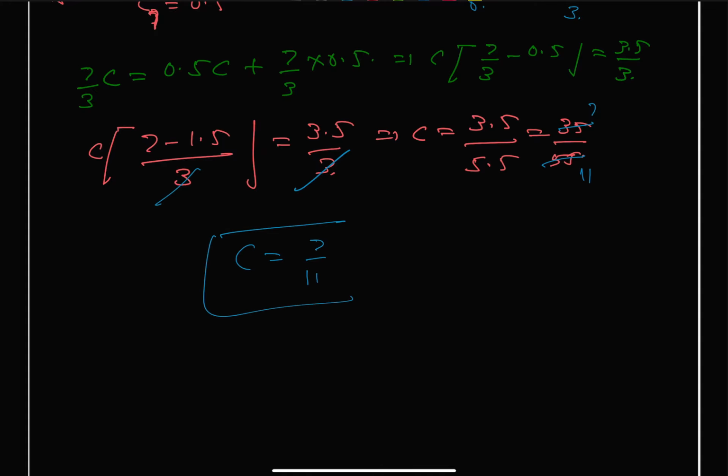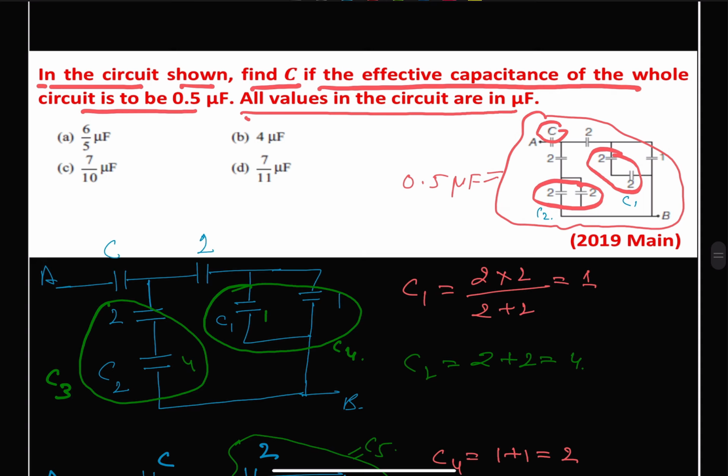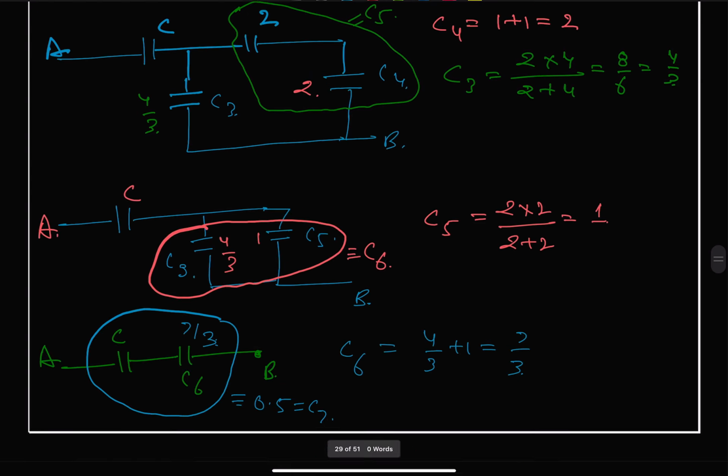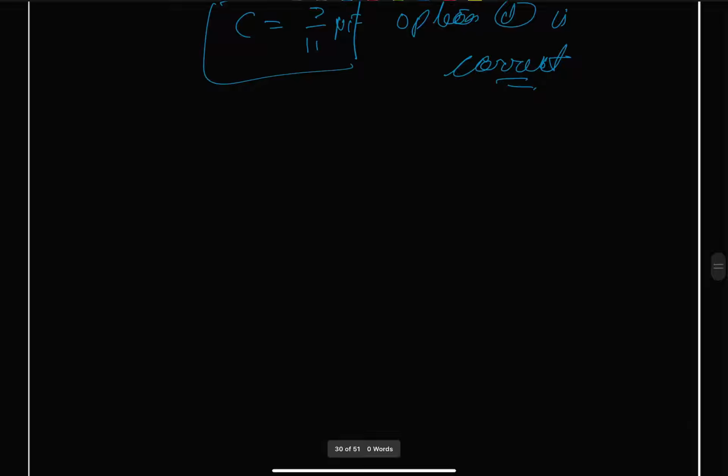That is our requirement, that is 7 by 11 microfarad, that is D is the correct one. This is our microfarad. Option D is correct. Next question.